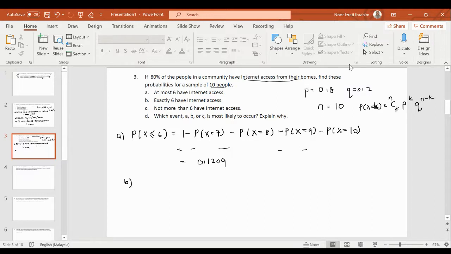For B, exactly 6. To find the probability of exactly 6 means at the point x equals 6 have internet access. Then this will be 10C6 multiplied with 0.8 to the power of 6 multiplied with 0.2 to the power of 4, and this is equivalent to 0.0881.